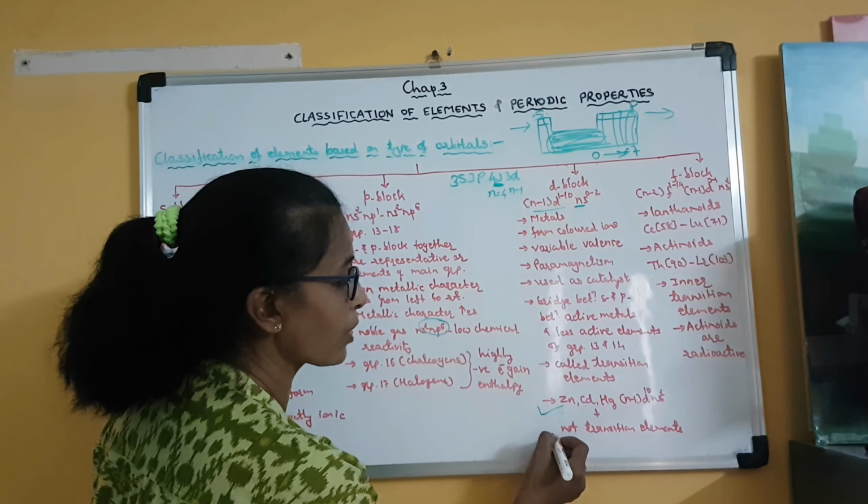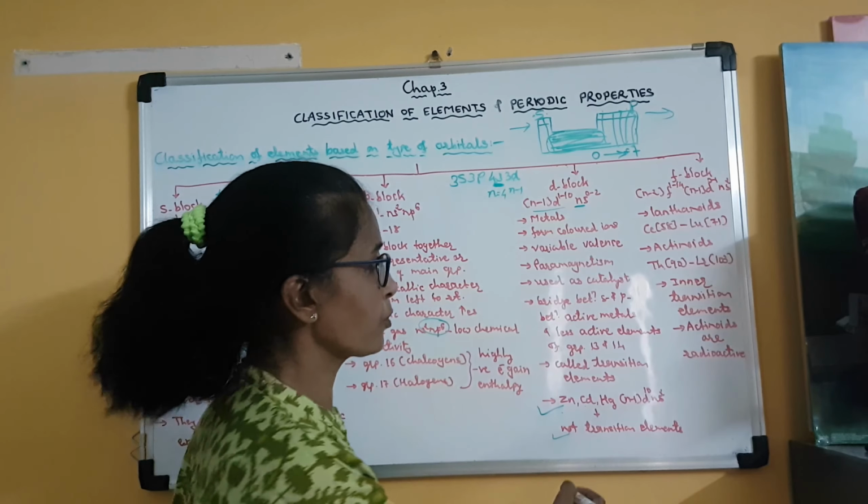Just for your knowledge, a transition element is one in which the d orbital is incomplete, means 1 to 9 electrons is considered an incomplete d orbital. But these elements of d block have a completely filled d orbital, and that is why as per the definition of transition element, they are not considered transition elements. So this can be asked again in an objective type question.